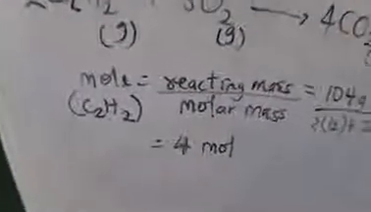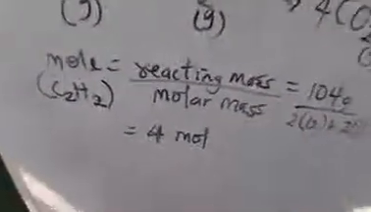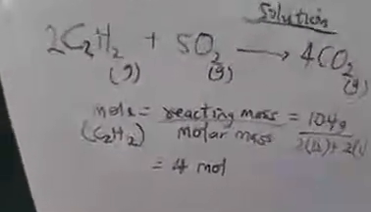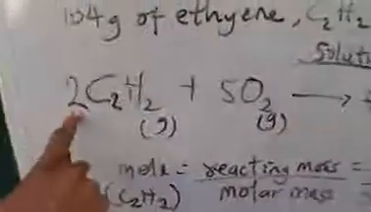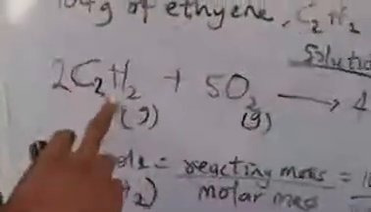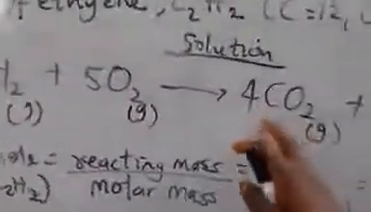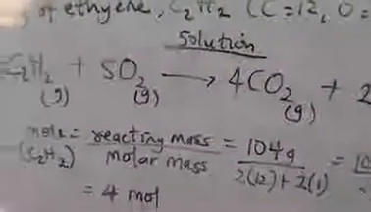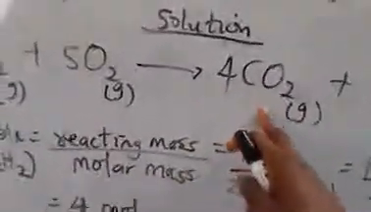Now the next step, you compare the number of moles given in the balanced equation. Now in this balanced equation, we have 2 moles. Remember I said the number in front of a compound or an element or molecule is the number of moles. So the number of moles of ethylene here is 2, and the number of moles of carbon dioxide here is 4. So that's why you need to balance your chemical equation. It's very, very important.